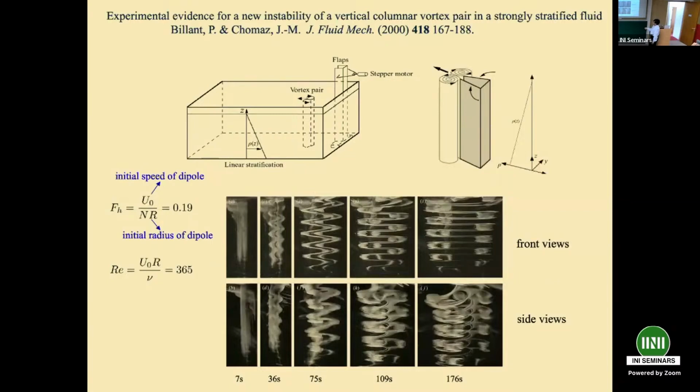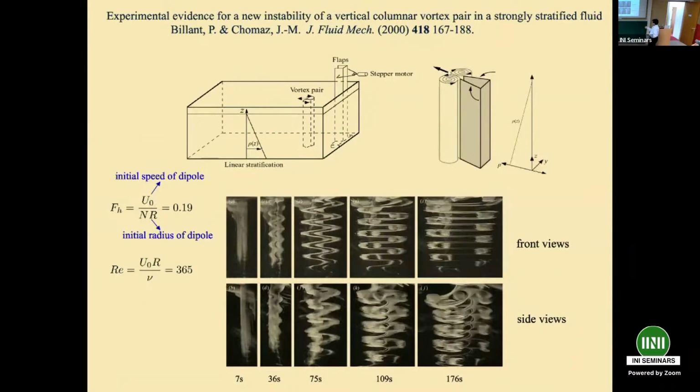But anyway, originally they are just two vortex columns. But as time goes on, 7 seconds, 36 seconds, 75 seconds, 109 seconds, and 176 seconds, rather slowly they produce such kinds of structures. This is a front view, and this is a side view. Also, please ask any questions if you have any. These are very classical things, very famous. Everyone is familiar with this, I believe.